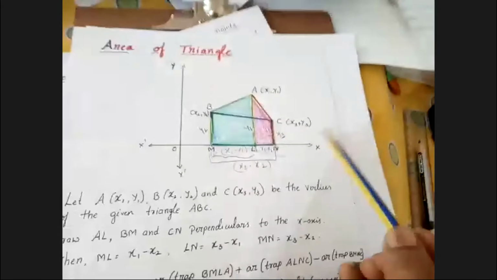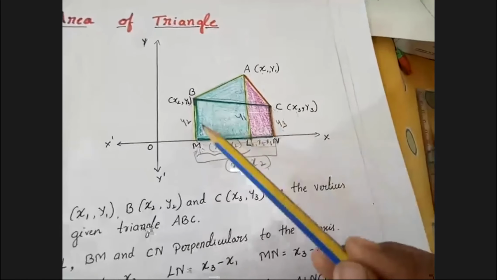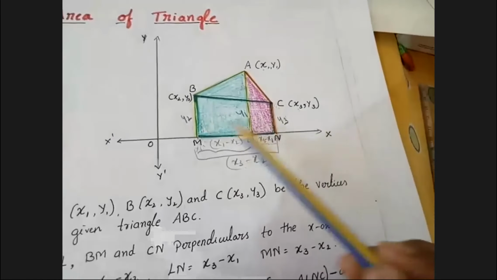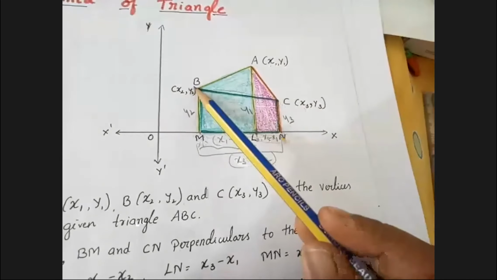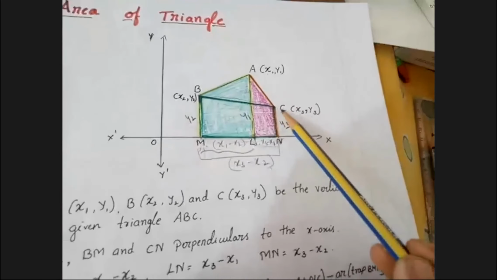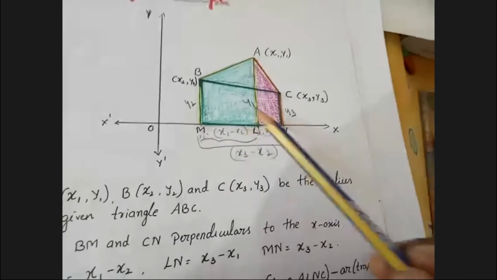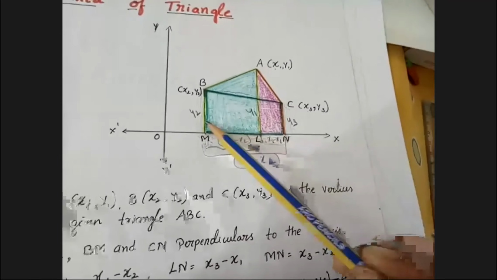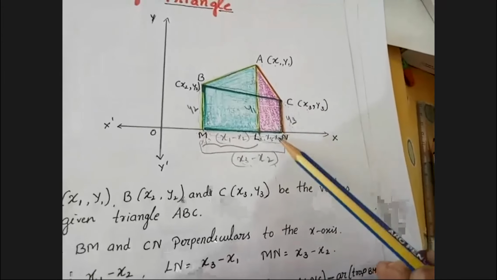Ma'am, we should not find the rectangle, ma'am. Where is the rectangle here? This is also a trapezium. See, this is the trapezium. Only one pair of opposite sides are parallel. This is not a rectangle. See the length: this CN length is lesser than this BM length. Only these two opposite sides are parallel here. Am I clear?